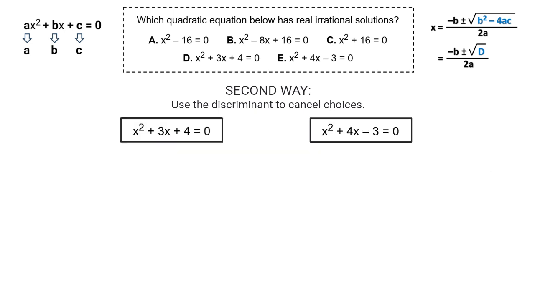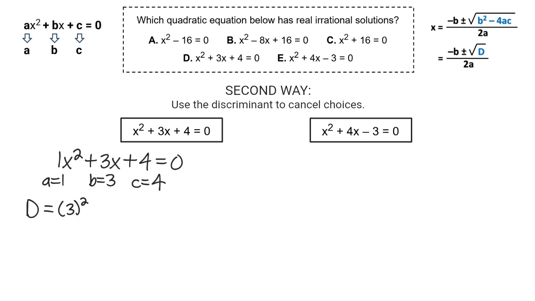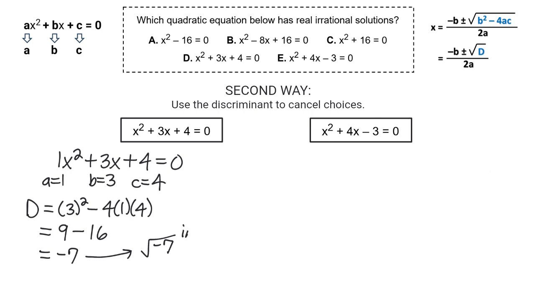Now let's get these last two discriminants. So this is going to be 1x squared plus 3x plus 4 equaling 0, where a is equaling 1, b is equal to 3, c is equaling 4. So the discriminant is going to be b squared minus 4 times a times c. That's going to be 9 minus 16, which is negative 7. So I know in the quadratic formula, we're going to end up with the square root of negative 7. We already know this is imaginary. It's not real, so we know this one is wrong as well.